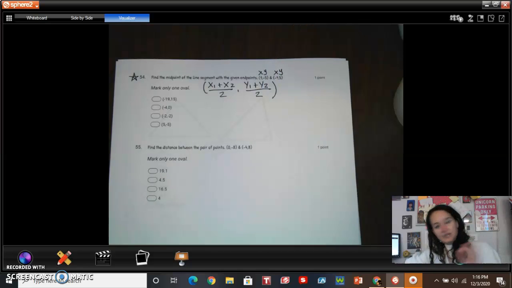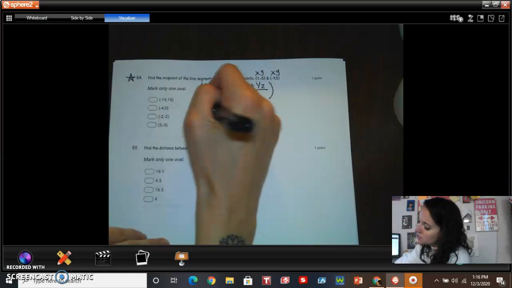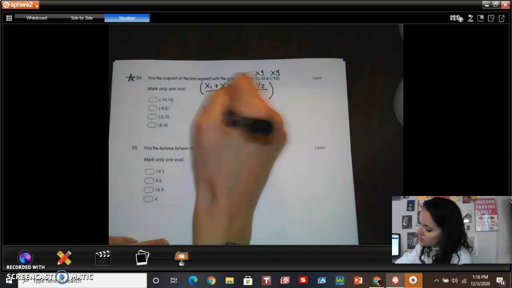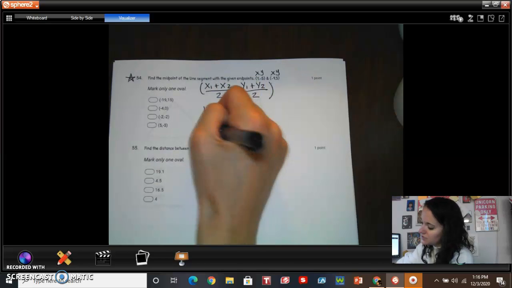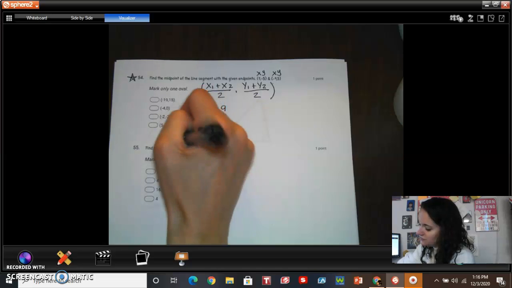So if we look here, we take our 2 x's. So we have a 1 and a negative 9, and we're going to add them. So 1 plus negative 9, all divided by 2. That gives you negative 8 divided by 2, which gives you your first answer as negative 4.